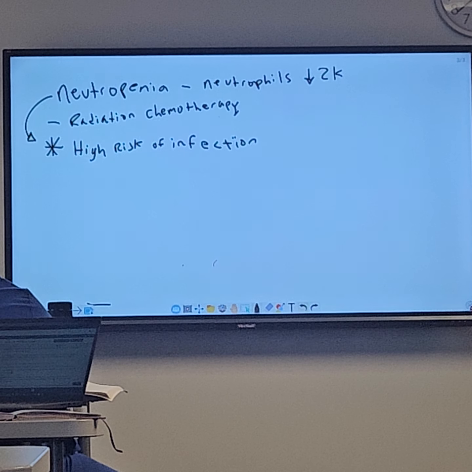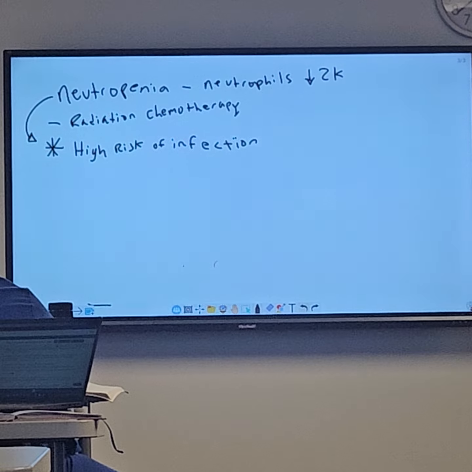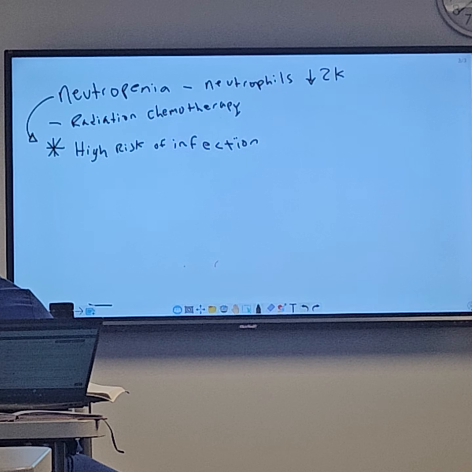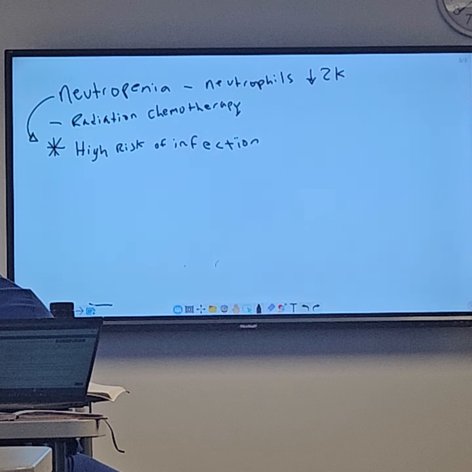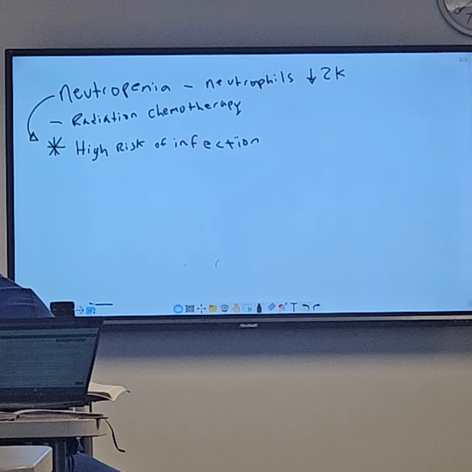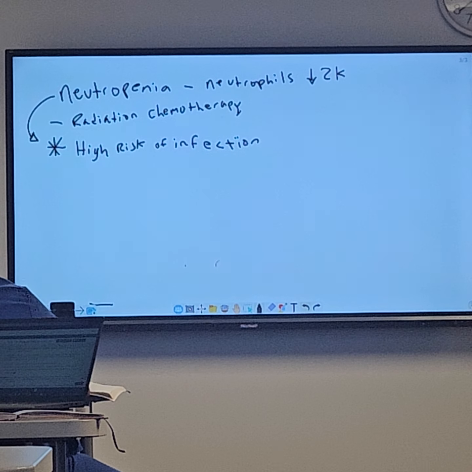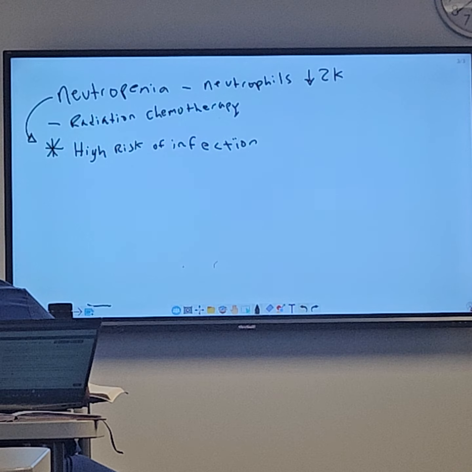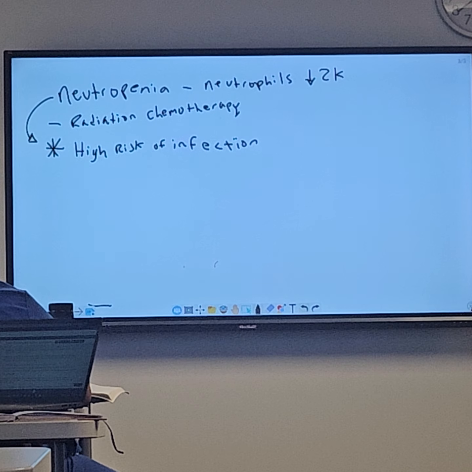A lot of people are like, well, radiation and chemo people are at risk for infection. That is a true statement. But the more accurate one is people with neutropenia are at risk for infection, which can be caused by chemotherapy or radiation, but as well as other things. Certain types of infections can also decrease it.